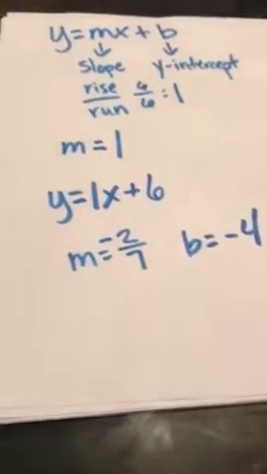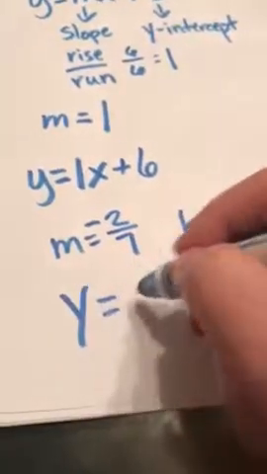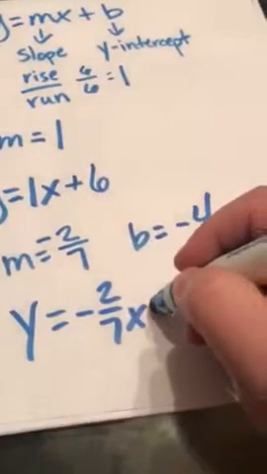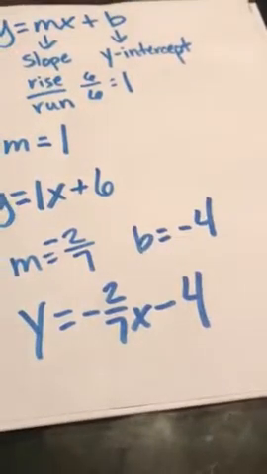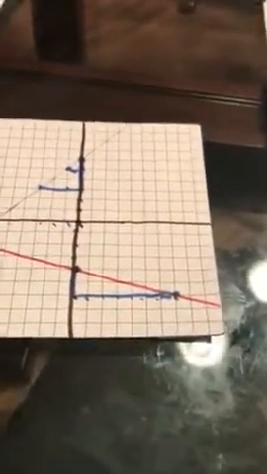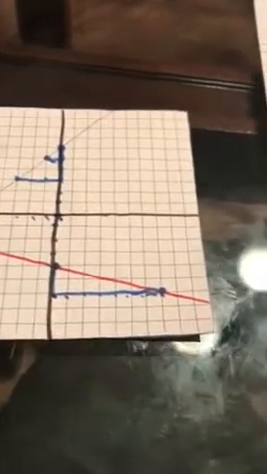So my equation here would be y equals -2/7 x minus 4. All right, so that's how you look at a line and determine what it is. Now, how do we look at an equation and figure it out? Well, it's even easier in the equations.